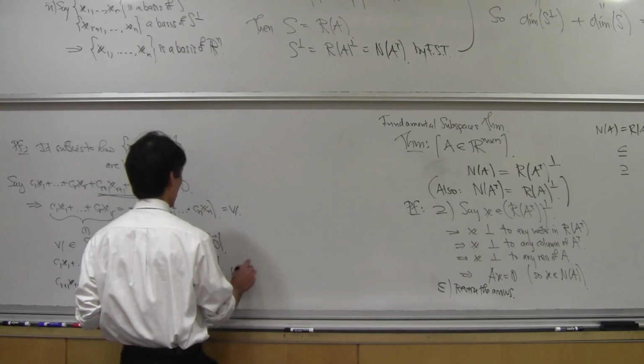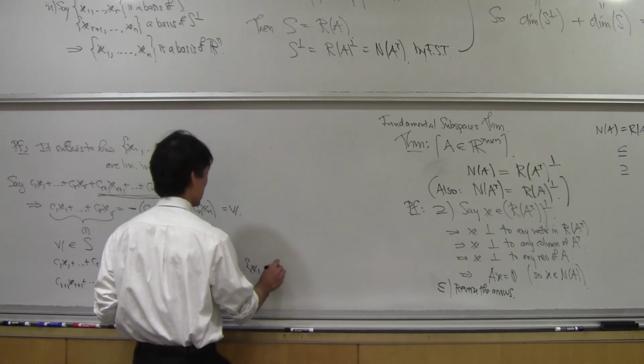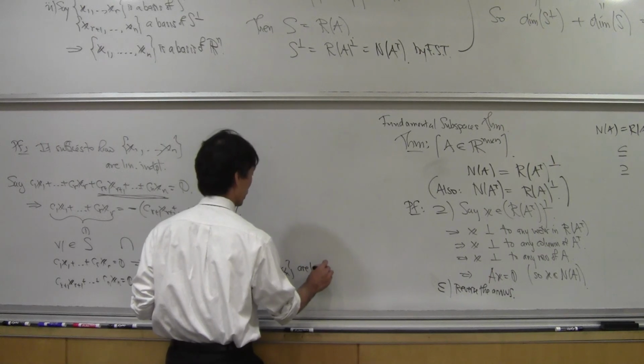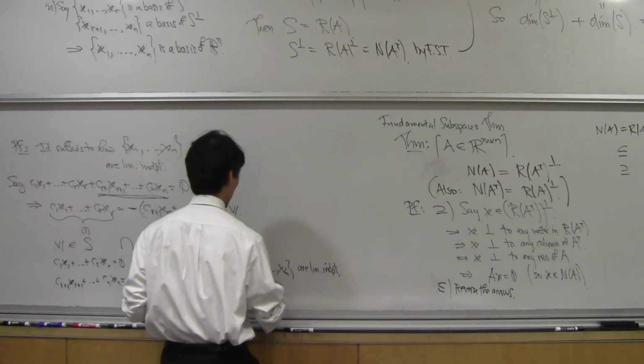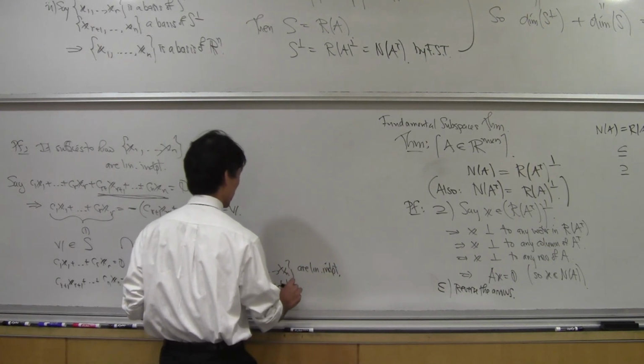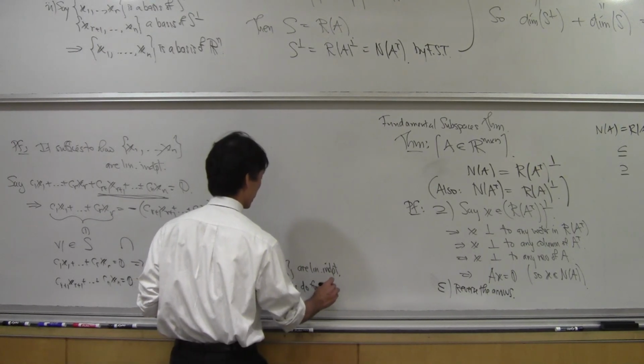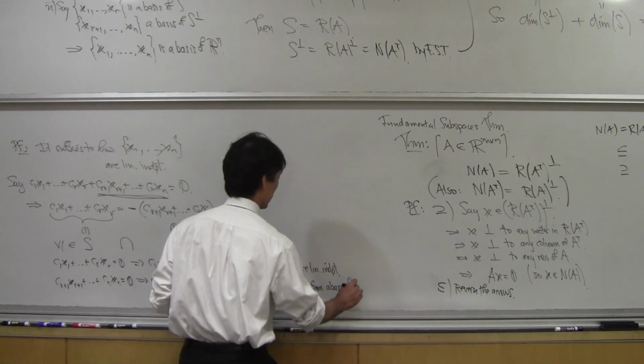So x1 through xn are linearly independent, and thus do form a basis of all Rn.